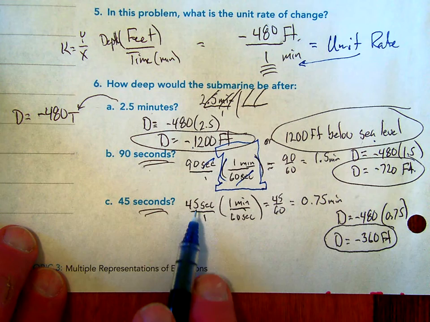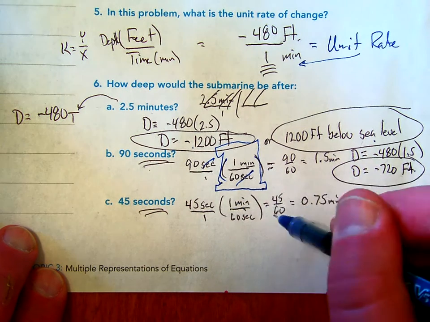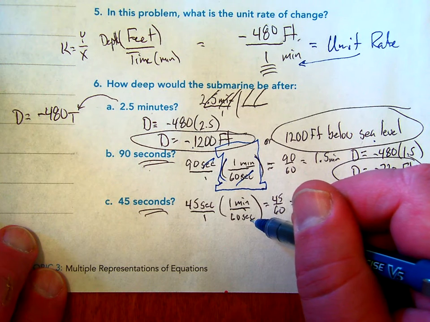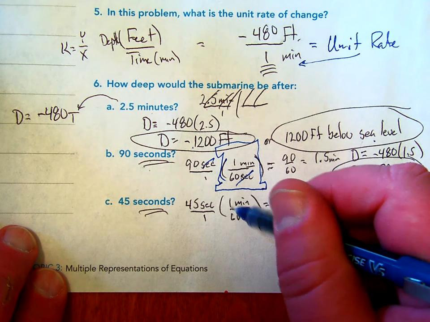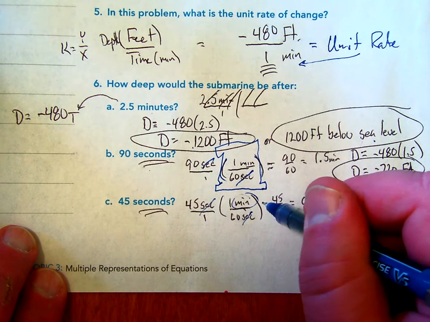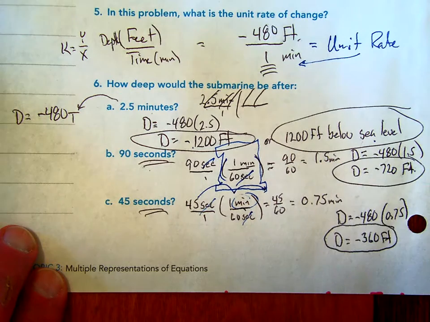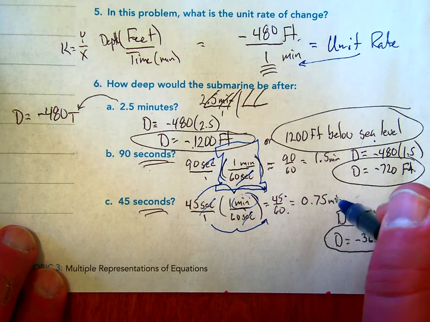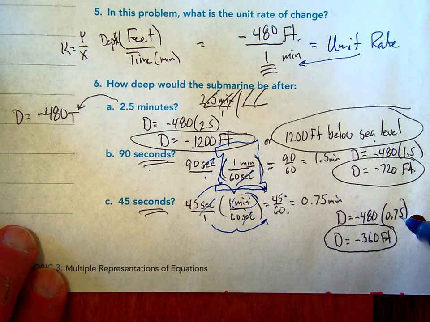45 seconds. Again, I'm going to use a fancy 1 to convert it to minutes. Seconds is in the numerator, so I need to cancel with seconds in the denominator. Seconds cancel seconds, and I'm left with minutes. 45 times 1 is 45. 1 times 60 is 60. 45 divided by 60 is 0.75. So 3/4 or 0.75 of a minute. 0.75 minutes times negative 480 feet per minute is negative 360 feet, or 360 feet below sea level.